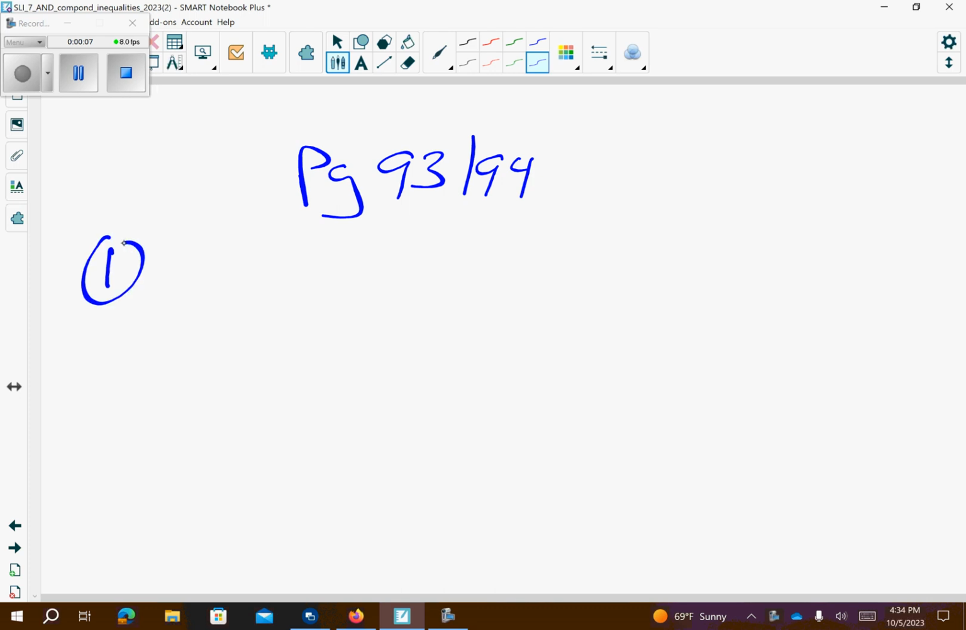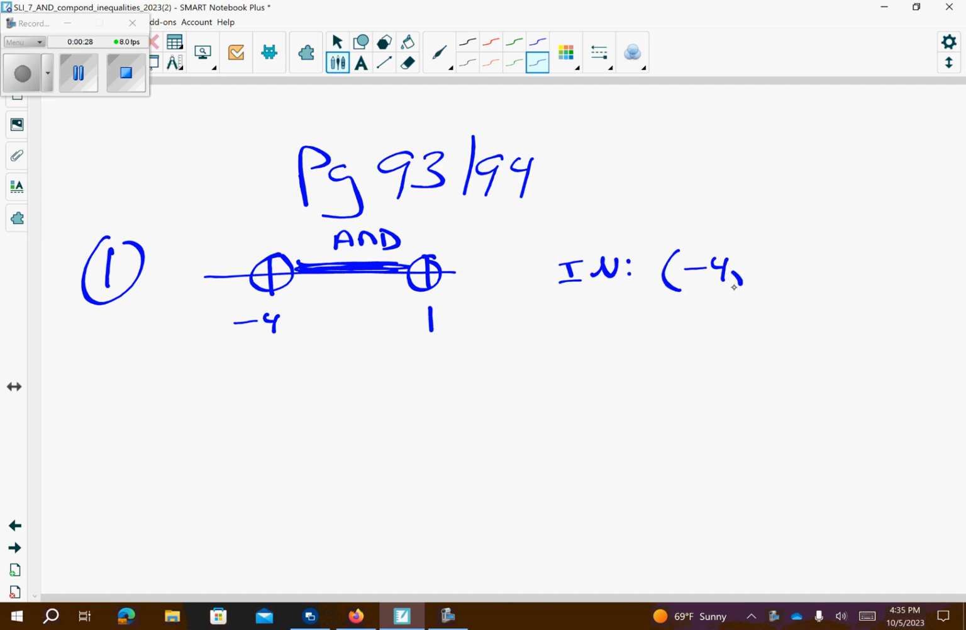So problem number 1, on the number line, they have -4 here with an open dot, and they have 1 over here with an open dot as well. Because this is an intersection, this is going to be an AND problem. So we want to make the inequalities. My interval notation for this is pretty simple. It's going to go from -4 to 1.